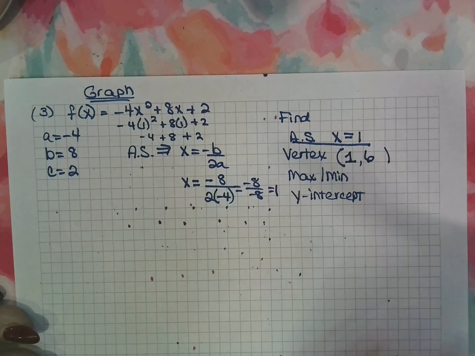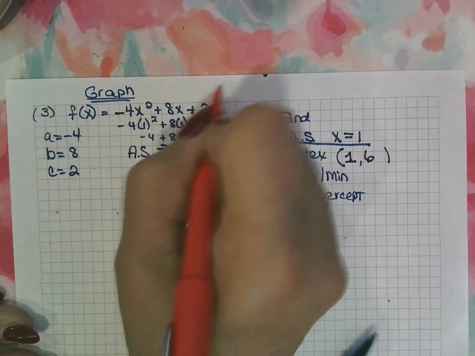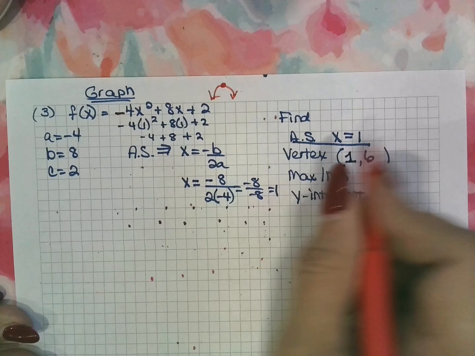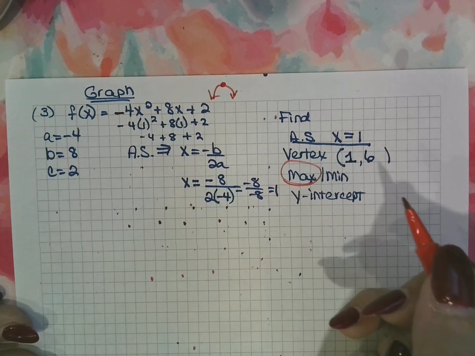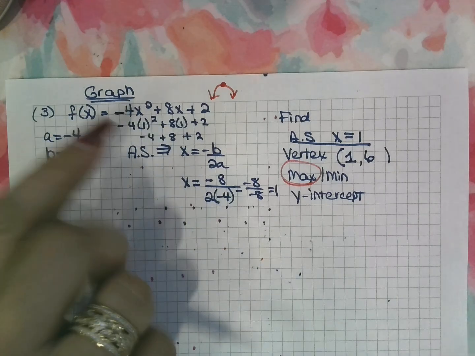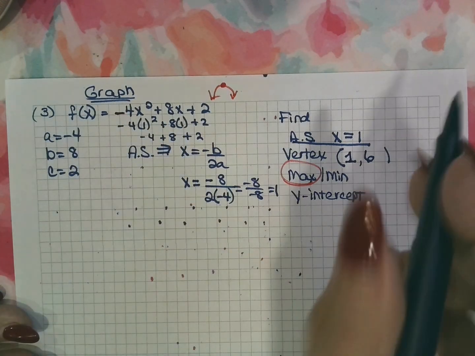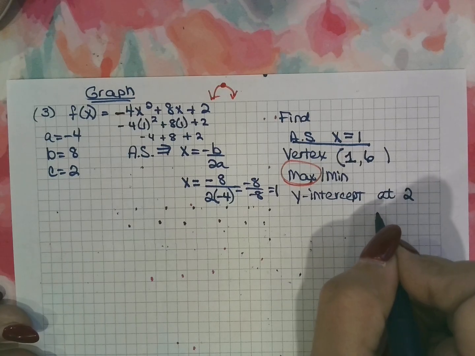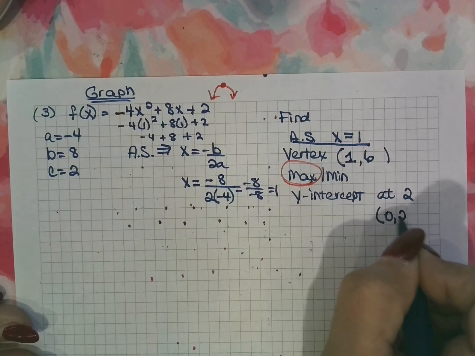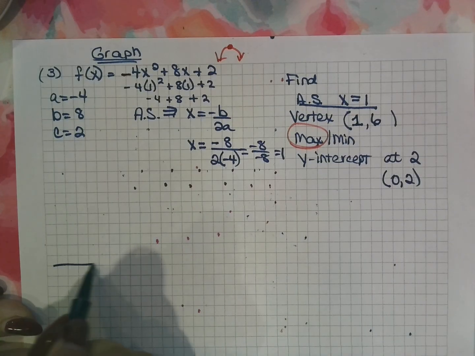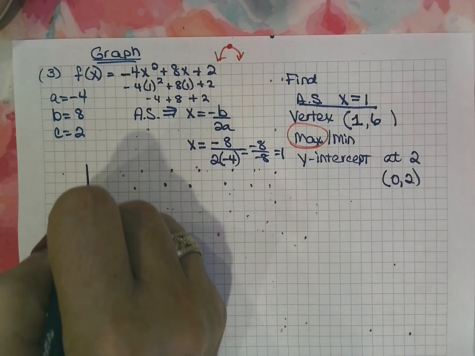This function has a minus in front of it. That means it is opening down. And if it opens down, it has a maximum. And the y-intercept is this constant right here. So there's a y-intercept at 2, or you can also say at the point 0, 2, however you want to write that. And finally, we're going to graph this.